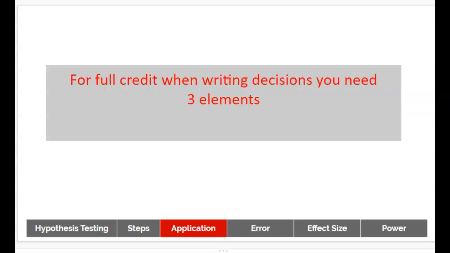So step 4, I'm going to need you to always include 3 elements. So I'm going to share what those 3 elements are right now.